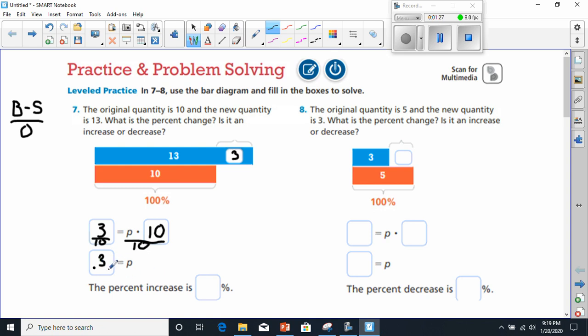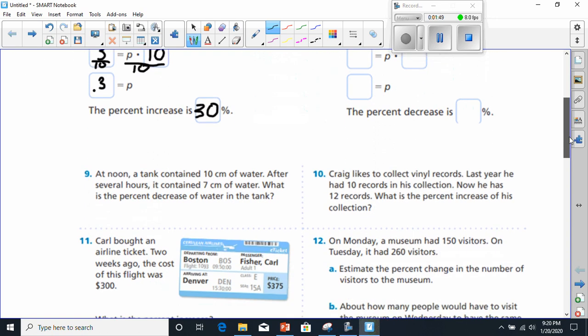Well, remember, when we turn it to a decimal, we move the decimal point over 2 spaces, and that will make it 30%. So in this particular case, 30% is the percent of change for number 7. Let's proceed on to number 9.